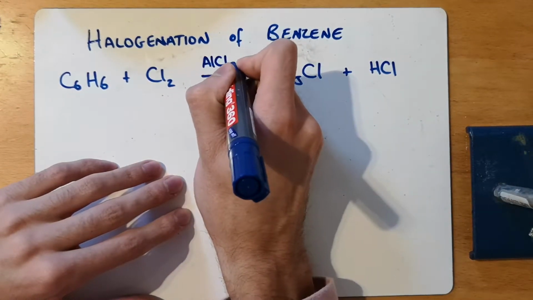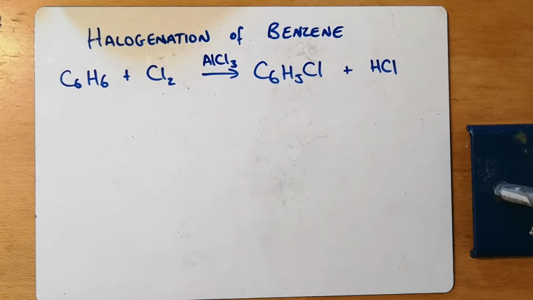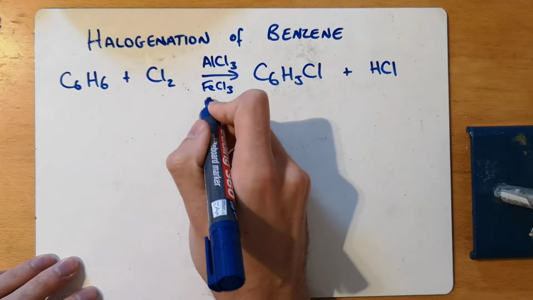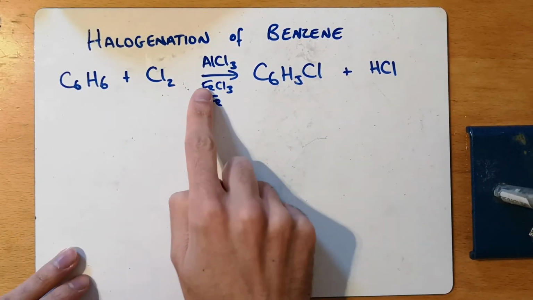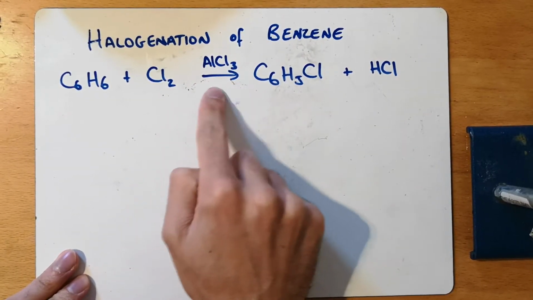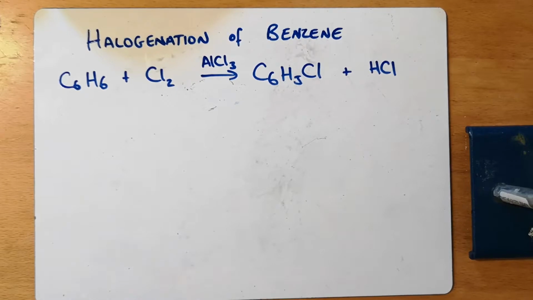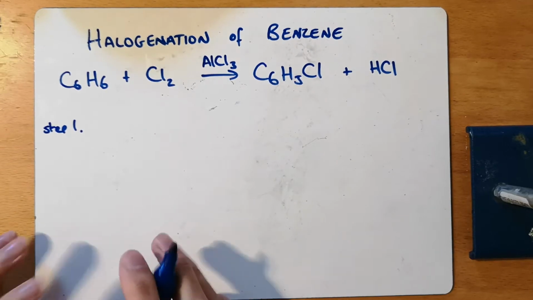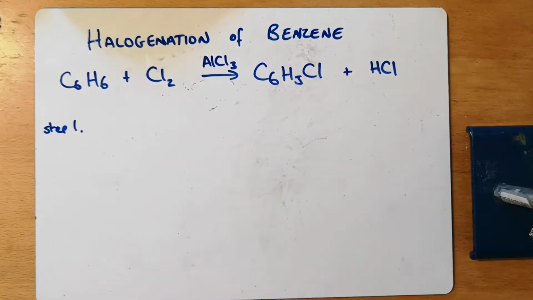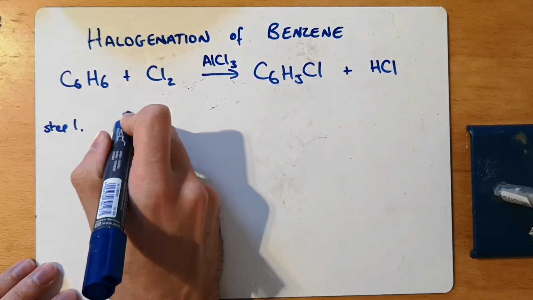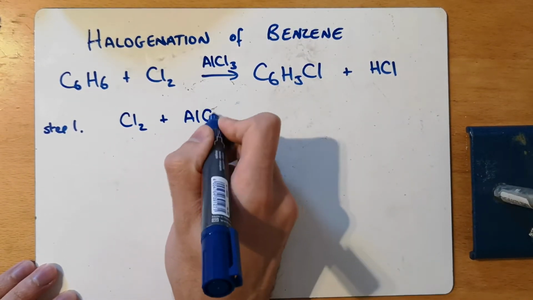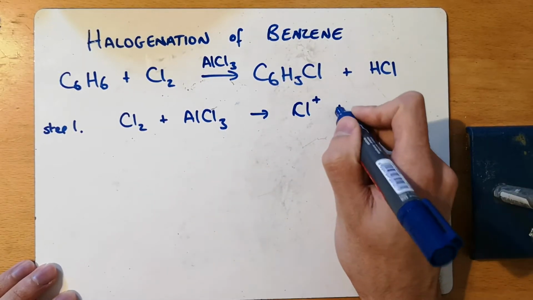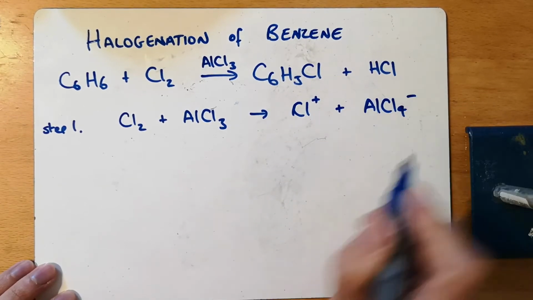a catalyst. And there are several catalysts we can use. We call these halogen carriers. We could use AlCl3, we're using chlorine, so we could use FeCl3, or we could just use Fe. Any one of those will do. I'm going to use AlCl3 in this one. And again, we're going to have a three-step mechanism. Firstly, we've got to make our electrophile. To do this, we get our Cl2, react it with AlCl3, and that's going to go to Cl plus, our electrophile, plus AlCl4 minus.